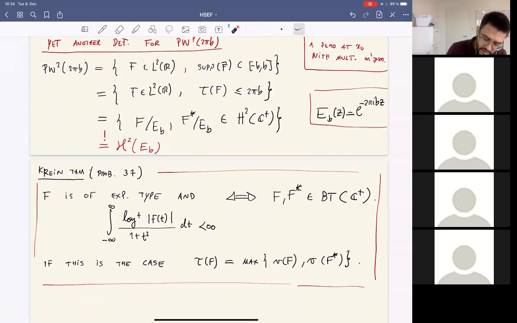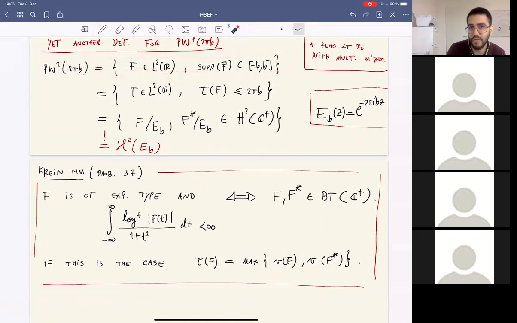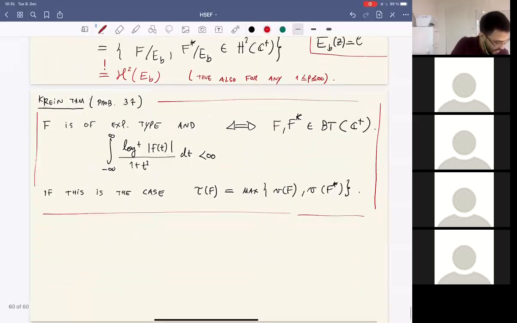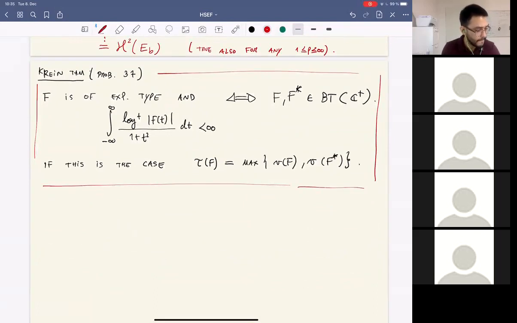This would be true as well for p, but then I would have to drop this condition here, because for p larger than two I can't really say that. I could say it, but only in the sense of distributions, which I don't want to talk about now, but this would be true also for p, okay? So let me maybe write this. So why is that the case? Okay, so let me show that.